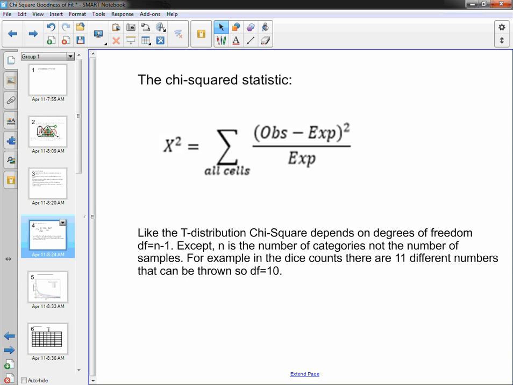So all you do is you sum. So for each individual cell, what you do is you take the observed number of values minus the expected number of values. So if we were throwing the dice, we're going to throw the dice 10 times, and we would expect 2 7s, right? And let's say that we only got 1. So we expected 2, we observed 1. So this would just be 1 minus 2, squared, divided by the expected value, which would be 2 again, right? So then we would just do that for each individual cell, and we would add all of them together.